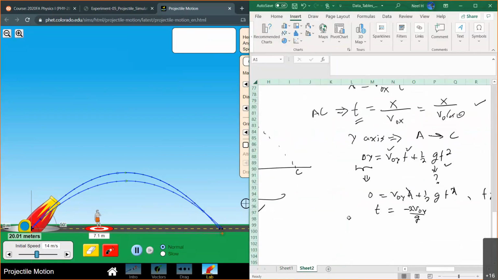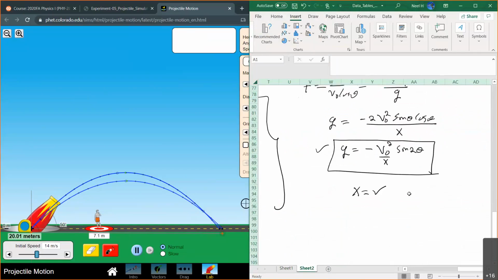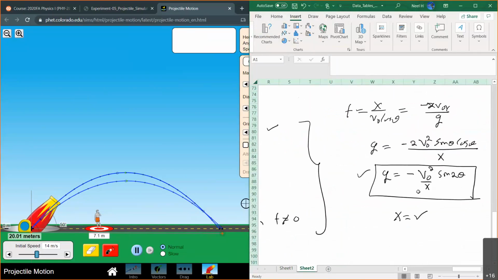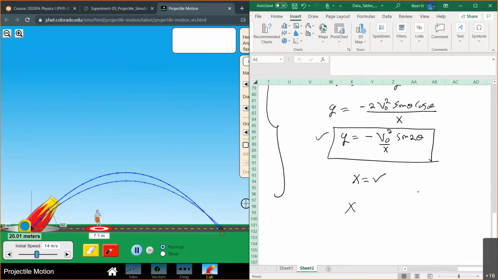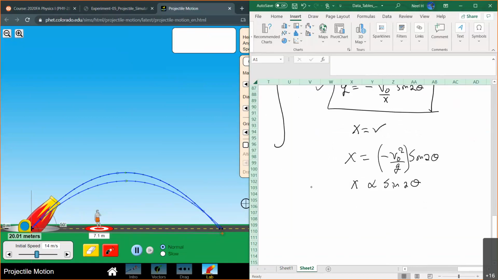To do that, go into your range equation. Now this is the range equation, right? You remember this equation from the chapter: x equals minus v0 squared divided by g times sine 2 theta. Okay, g is negative, and this part is going to be a constant. Now you can see x is directly proportional to sine of 2 theta, right? Now, x is going to be maximized whenever sine 2 theta is maximized, right?